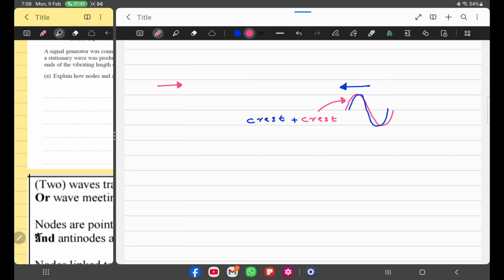In the same way, the trough of red wave is passing over or superposed over trough of blue wave. When the two waves superposed upon each other, then this is called constructive interference. And due to this constructive interference, we have a principle of superposition of wave.